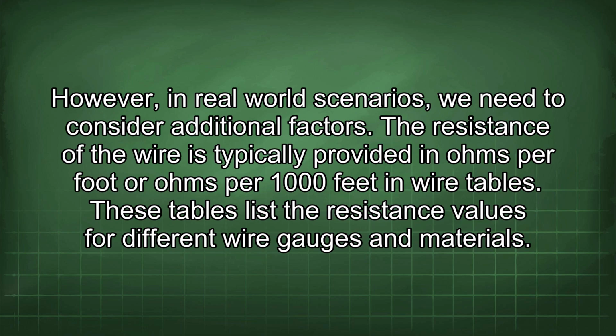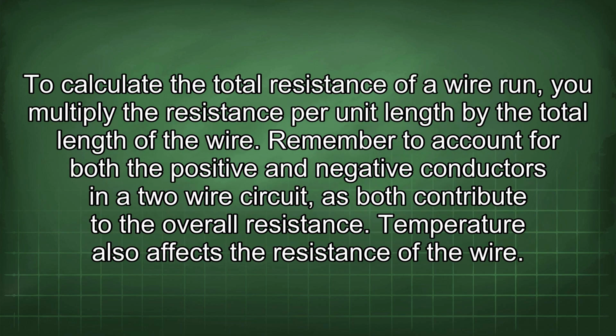The resistance of the wire is typically provided in ohms per foot or ohms per 1,000 feet in wire tables. These tables list the resistance values for different wire gauges and materials. To calculate the total resistance of a wire run, you multiply the resistance per unit length by the total length of the wire. Remember to account for both the positive and negative conductors in a two-wire circuit, as both contribute to the overall resistance.